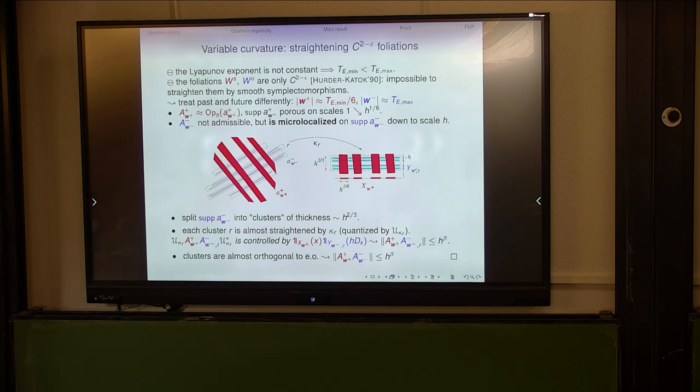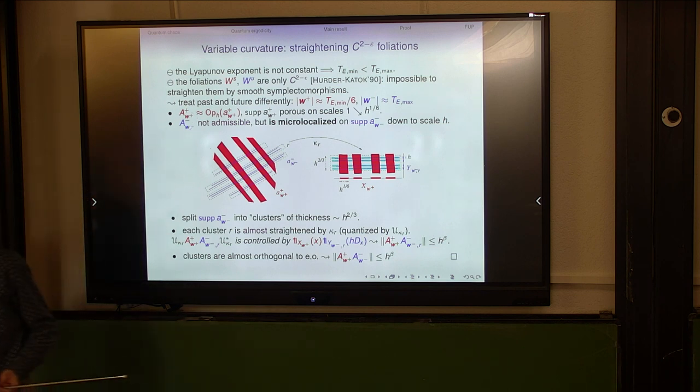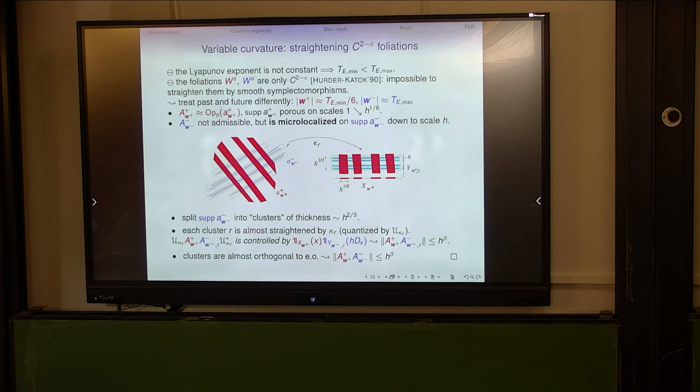And also one big complication is that the stable and unstable foliations are not smooth anymore. They are only C2 minus epsilon at best. And this is really a rigid estimate, in some sense. You cannot go beyond. If you are C2, then you must be C infinity, and then it means that you are essentially conjugate to the constant curvature case. So they are only C2 minus epsilon.